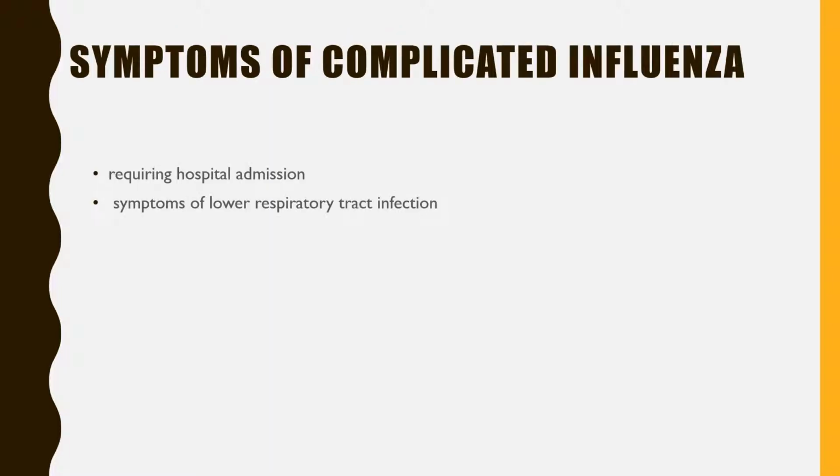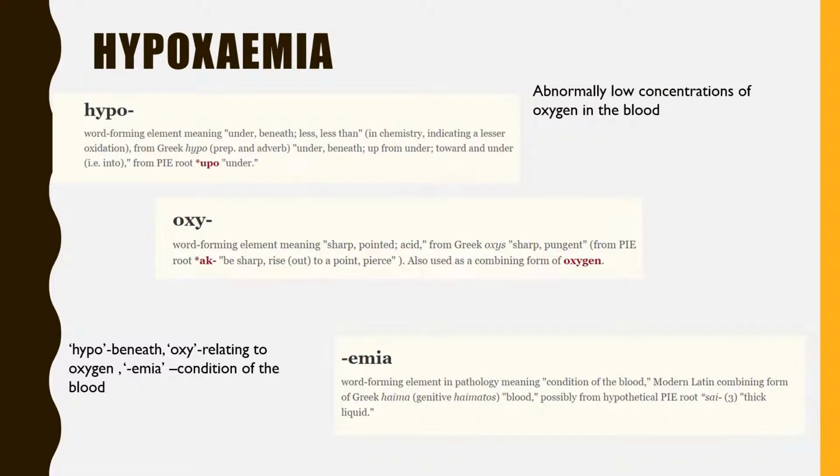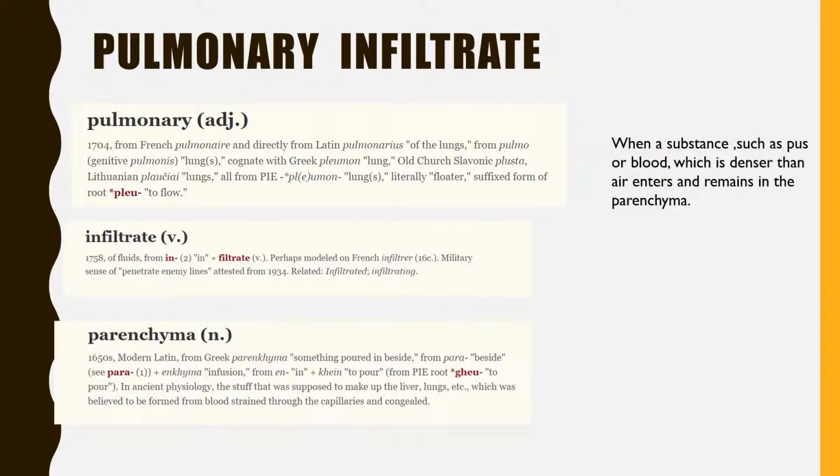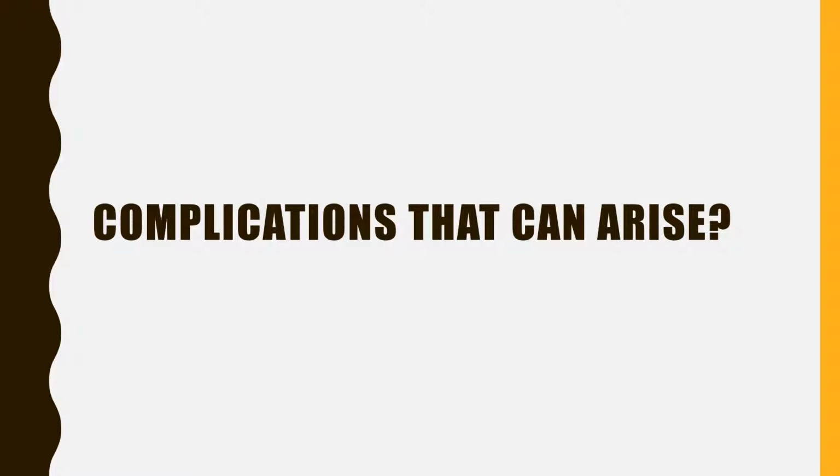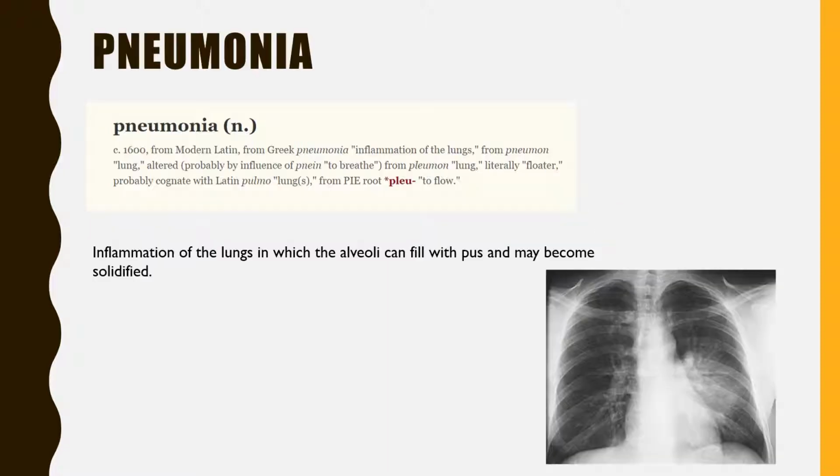In terms of complicated influenza, it normally requires hospital admission, and the symptoms are normally for lower respiratory tract infections. So things such as hypoxemia, dyspnea, and also pulmonary infiltrate. What are the complications that can arise? So one complication that can arise is pneumonia, and pneumonia is the inflammation of the lungs.